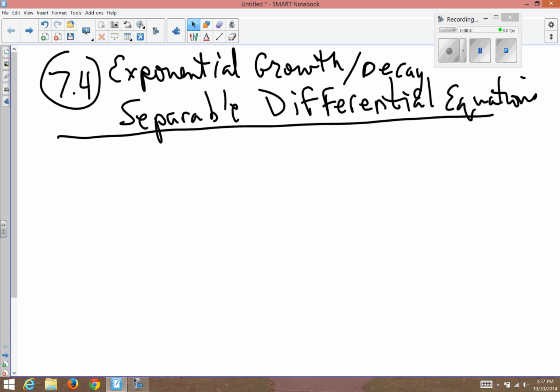Chapter 7, Section 4, Exponential Growth and Decay. And we'll also call this separable differential equations. Separable differential equations.